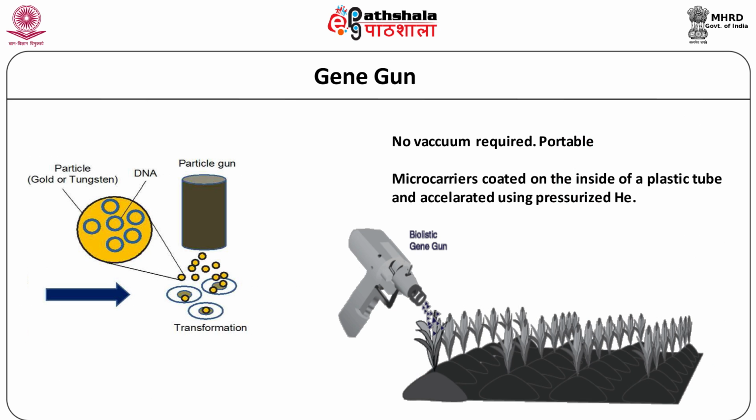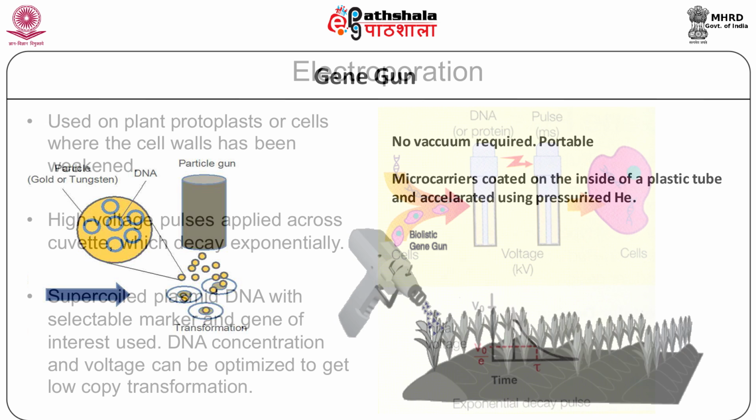A variation of this technique is the gene gun, an instrument that does not accelerate helium using vacuum but uses pressure instead. It is portable and can be used to transform intact plants too. The microcarriers are loaded on the inside of the tube through which the pressurized helium passes, and they move with high speed, which causes the plasmids to enter plant cells.